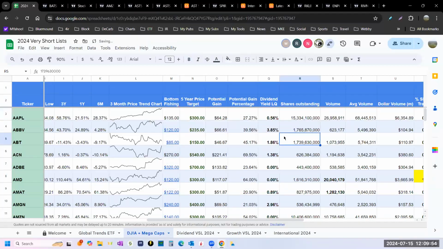I just have to insert the chart. 5-year price target. What do I base that on? The 5-year price target is based on a range of other analysts. So I have a composite of 15 other analysts on this particular stock.